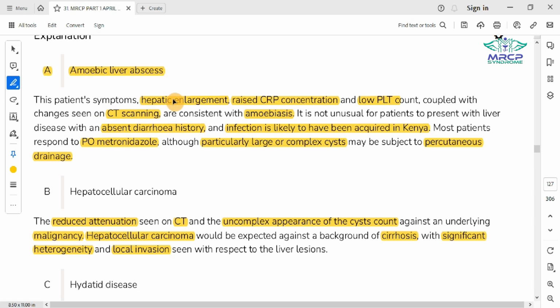This patient's symptoms: hepatic enlargement, raised CRP concentration, low platelet count, coupled with changes seen on the CT scan are consistent with amoebiasis. It is not unusual for the patient to present with liver disease with an absent diarrhea history. Infection is likely to have occurred in Kenya. Most patients respond to oral metronidazole, although particularly large abscesses may be suspect to percutaneous drainage.